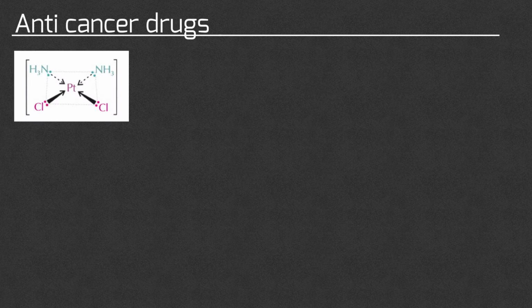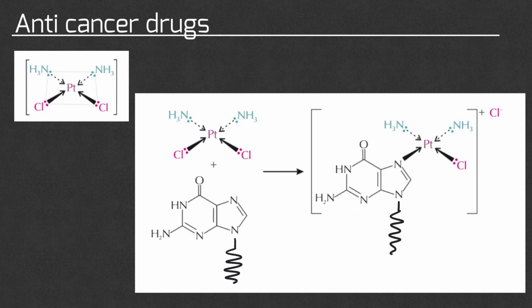This chemical here is called cisplatin. It stops this happening properly so the tumour cells stop reproducing. The way it works is that a nitrogen atom on a guanine base in DNA forms a coordinate bond with cisplatin's platinum ion, replacing one of the chlorines.